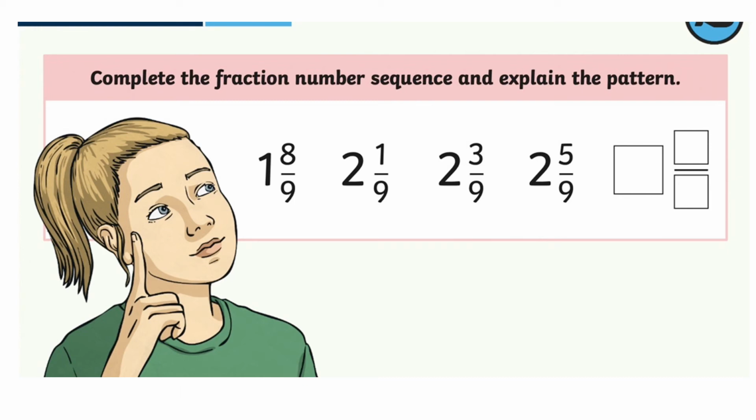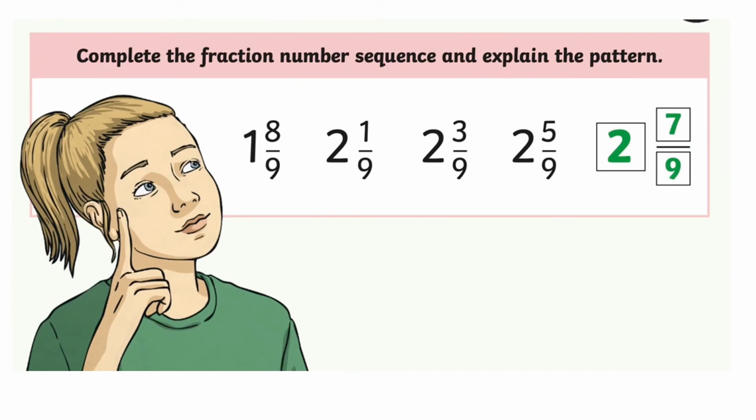If I added another 2 ninths onto here, how many whole ones would I have? And how many ninths would I have? So 5 add 2. What would the answer be? Let's have a look. Okay, so I've got 1 and 8 ninths, 2 and 1 ninth, 2 and 3 ninths, 2 and 5 ninths, and the answer is 2 and 7 ninths.